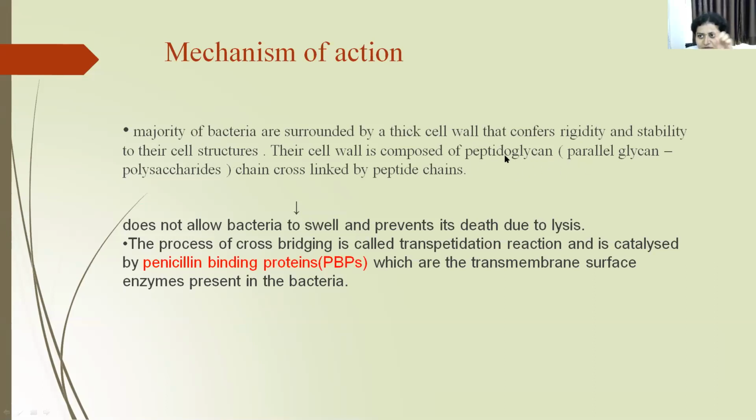So every bacteria will be surrounded by a thick cell wall, and that provides stability to the cell structure. And that cell wall will have the composition peptidoglycan. Remember, the name peptidoglycan means it consists of parallel glycan polysaccharides cross-linked by peptide chains. So what is the role of this peptidoglycan? It does not allow the bacteria to swell, and thus it prevents its death due to lysis.